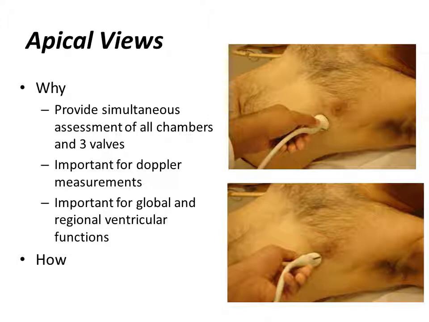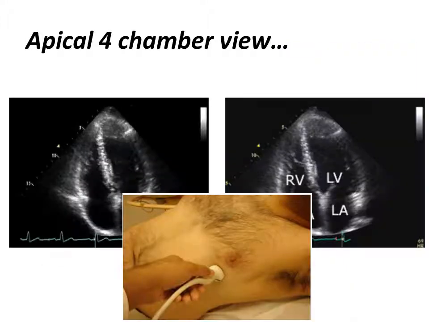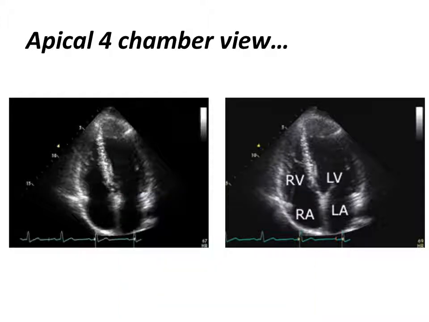The first position for the apical view is obviously apical 4-chamber, which is the one on the top of your diagram. So this is the position in which you put the probe first, and when you do that, this is the sort of picture you get. So it's a classical textbook 4-chamber view.